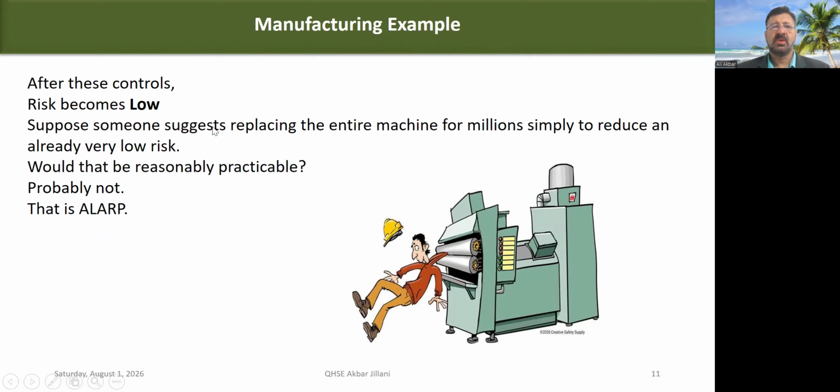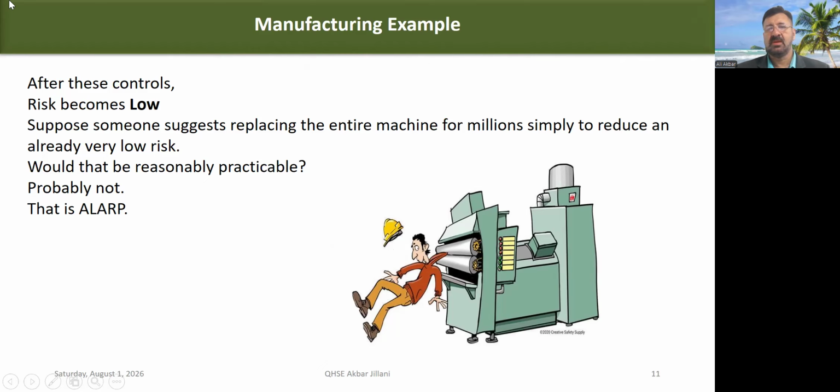Suppose someone suggests replacing the entire machinery for a million simply to reduce an already very low risk. Would that be reasonably practicable? Probably not. That is not ALARP because he has to spend a lot of money. Then it will not be called reasonably practicable.